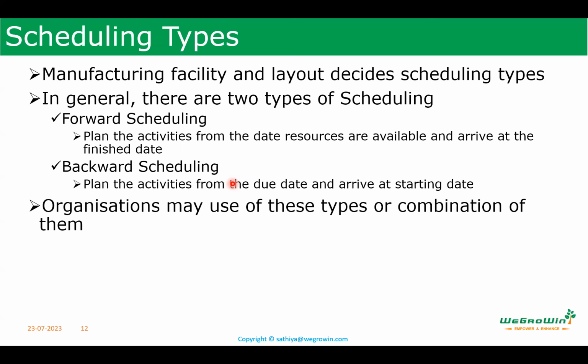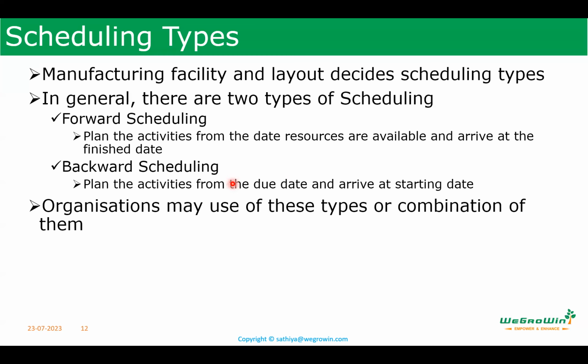So what is backward scheduling? Backward scheduling is where I have a date on which the product is required, the customer date. Then I arrive at what is my starting date. That is called backward scheduling. So forward scheduling is used to arrive at my finish date, and backward scheduling is used to arrive at what should be my starting date.